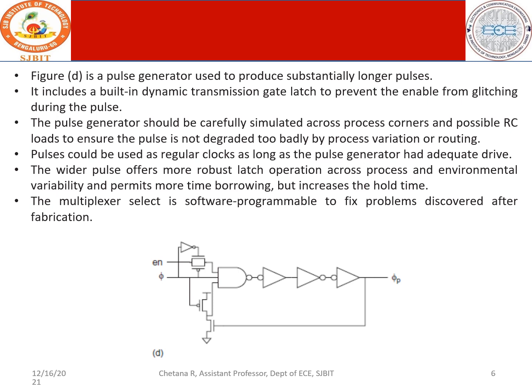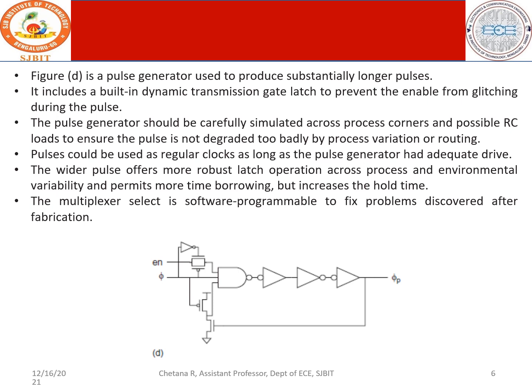So right now what we are trying to do is generate a longer pulse. Longer pulse means the width has to be considered. When you consider the width, it has very good latch operation and very excellent behavior with environmental variability, but it also has more hold time. So this is one of the catches, or drawbacks, of the pulse generator, and we can fix it with something called a multiplexer.